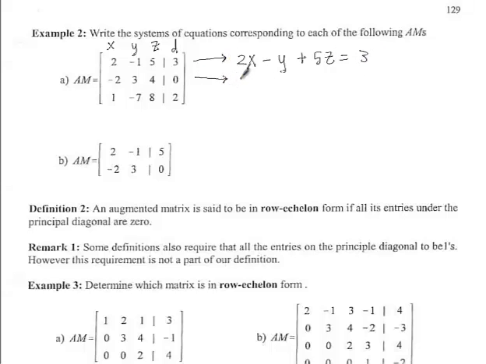The second row would be negative 2x plus 3y plus 4z equals 0. And the third row, simply an x minus 7y plus 8z equal 2. And that would complete part A.